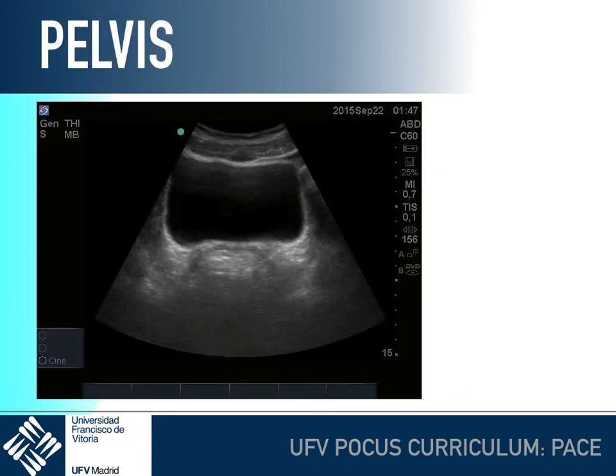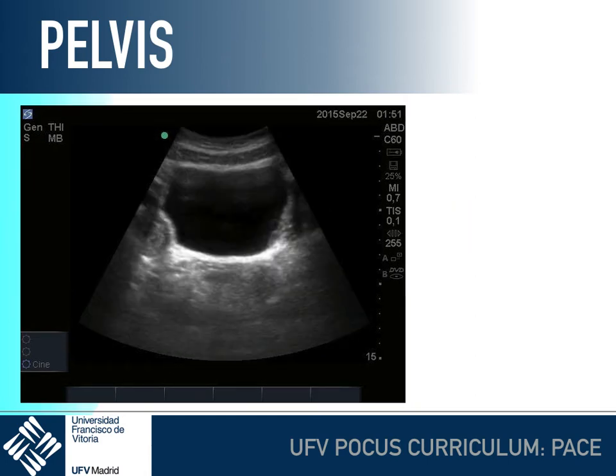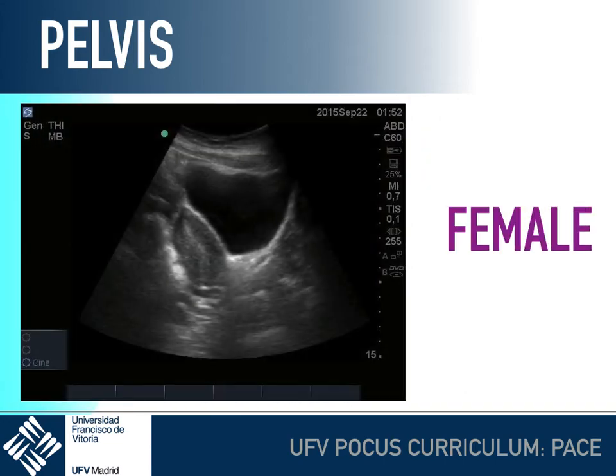And the pelvis. This is a transverse pelvis with a longitudinal pelvis typical from a male. And this is a pelvis in a transverse way and in a longitudinal way typical from a female. In this case, we are evaluating the uterus, which is anterior, longitudinal, totally sagittal. This is anterior to the bladder, and we are evaluating both the uterus and the endometrial stripe, which is hyperechoic.